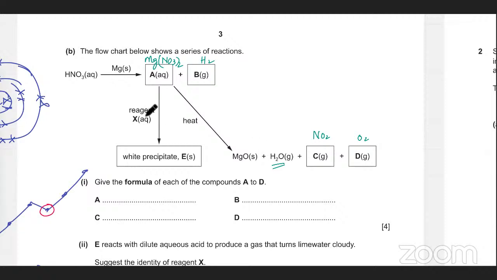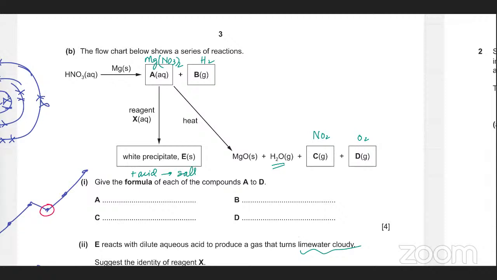And then he's adding reagent X to form a white precipitate. So we're going to figure out what the white precipitate is. The first thing is we did write down all the formulas of A, B, C, and D. And then he's talking about E. E reacts with dilute aqueous acid to produce a gas that turns lime water milky. So this gas is going to be carbon dioxide gas.